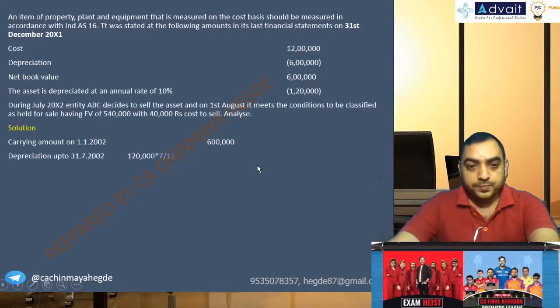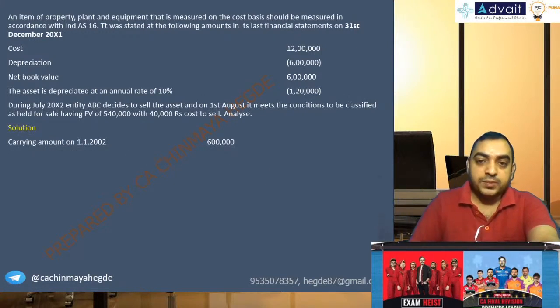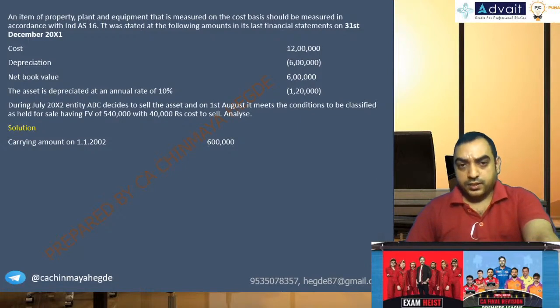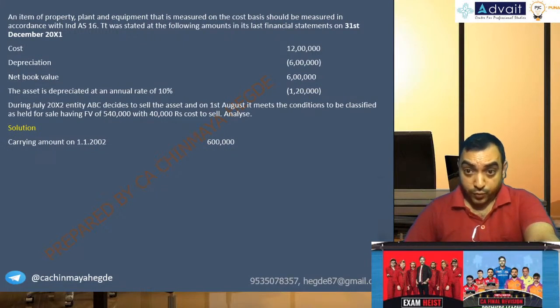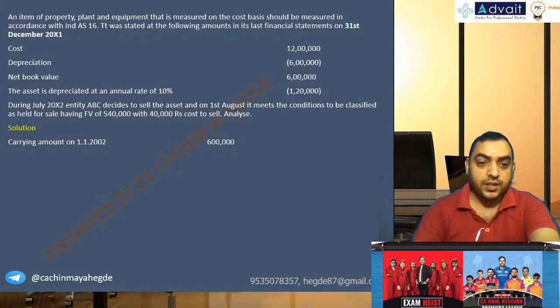Read this problem. An item of plant and equipment is measured on the cost basis and should be measured in accordance with Ind AS 16. It was stated in the following amounts: cost, depreciation, net book value. The assets are depreciated at 10%. During July, ABC Limited decides to sell the asset, and on 1st of August it meets the conditions to be classified as held for sale, having a fair value of 5,40,000 and 40,000 rupees cost to sell. Analyze.